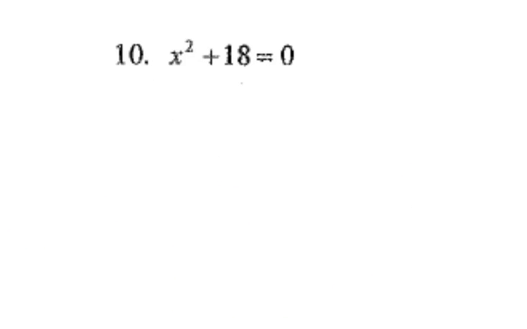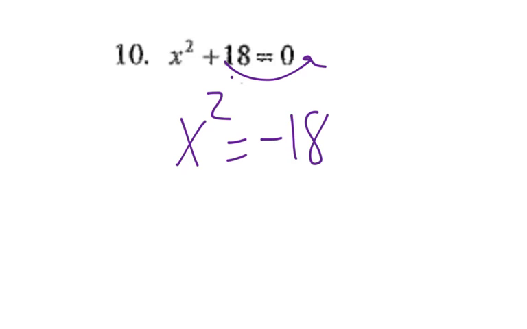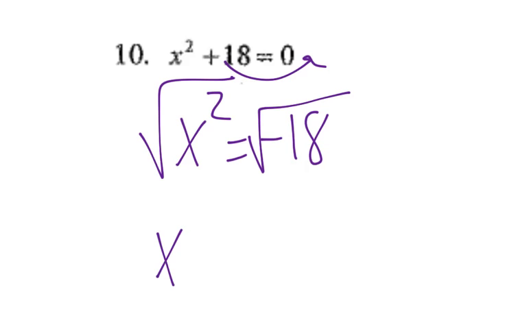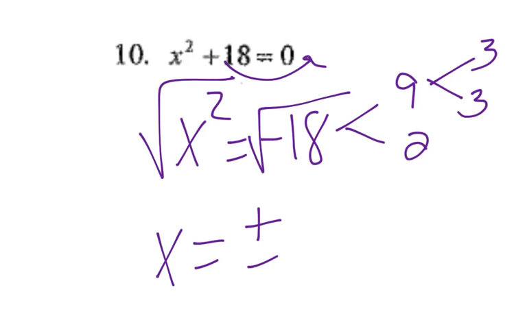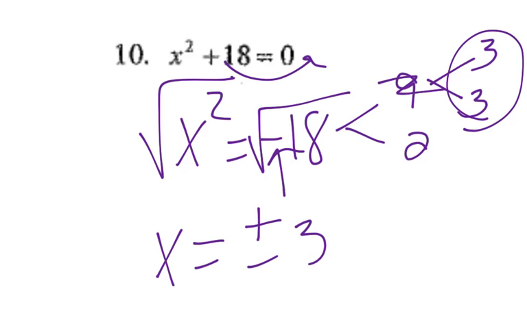When you're going to solve one of these, you want to get x squared by itself. So we're going to move that 18. x squared is equal to negative 18. To unsquare it, you're going to square root both sides. So x is equal to plus or minus, factor tree it. 2 times 9, 3 and 3. Pull out a 3 and an i, so plus or minus 3i square root of 2.